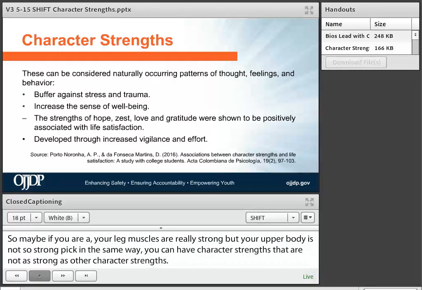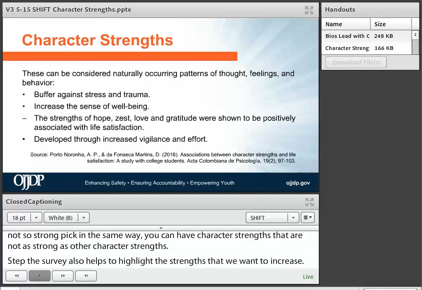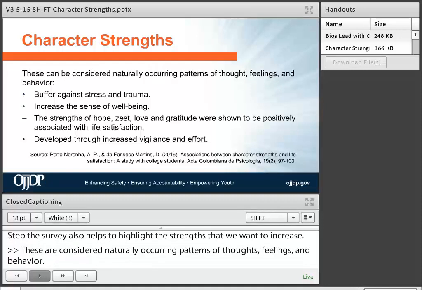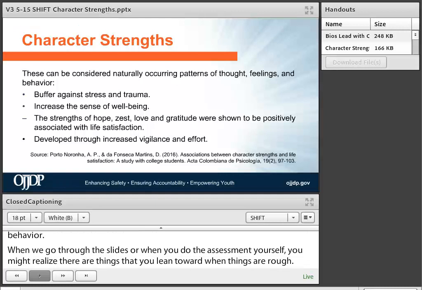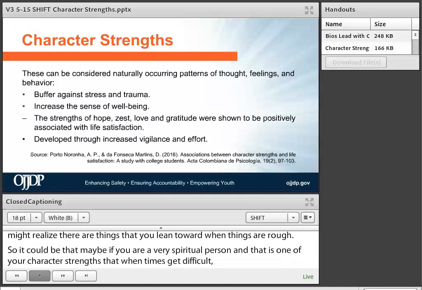So these are considered naturally occurring patterns of thought, feelings, and behavior. When we're going through this slideshow or when you do the strength assessment yourself, you might realize there are things that you lean towards when things are rough. If you are a very spiritual person and that's one of your character strengths, when times get difficult, you might have a tendency to seek out religious answers, or maybe you pray when there's a problem. Someone else might have a different strength that would lead them to do some research to find the answer to the problem.